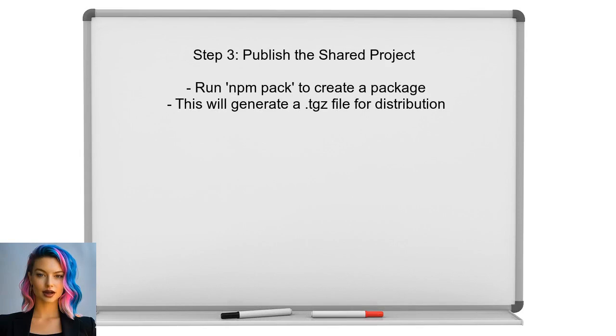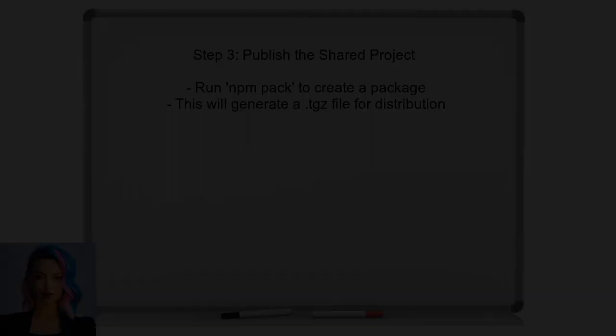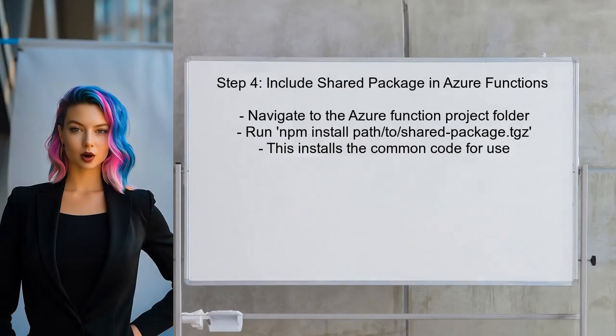After writing the common code, the user needs to publish the shared project as a package. This can be done by running a command that prepares the package for use in other Azure functions. Now the user can include the shared package in each Azure function project. This is done by installing the package using the generated .tgz file.